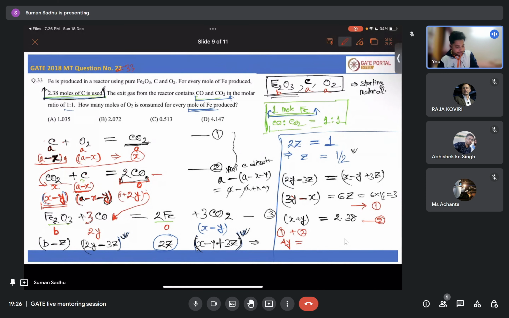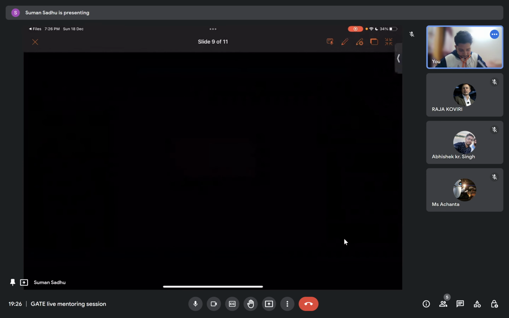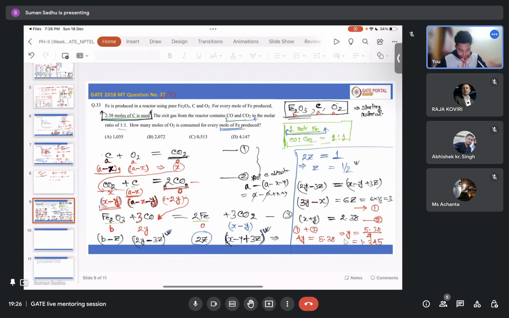2.38 plus 3, that means 5.38, right? So from this we'll get y is equal to 5.38 divided by 4, that is 1.345, right? I think everyone understood up to this.